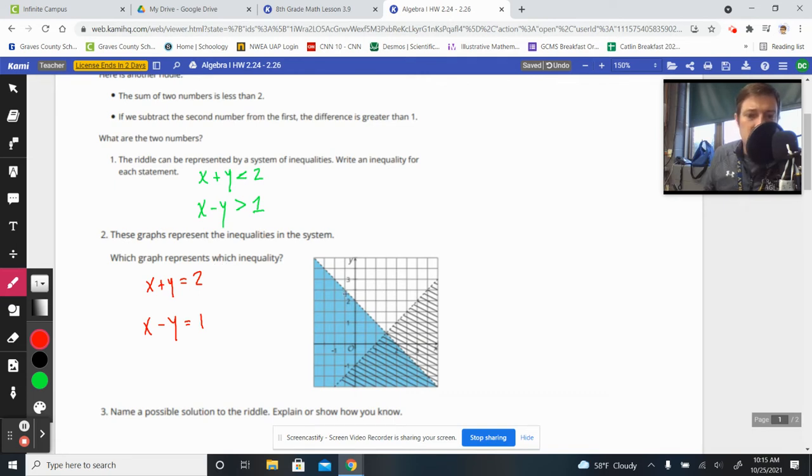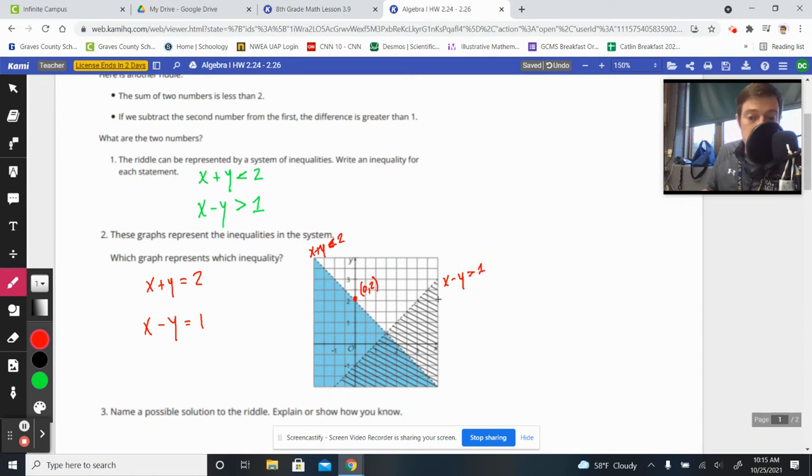The first thing that I like to look at are my x and y intercepts. This one has a y-intercept of 2, so when x is 0, y is 2. And that only works for the top one. This ordered pair, 0, 2, with 0 going in for x and 2 for y, would make that one true. So this one right here must be x plus y is less than 2, which is why they shaded below it, because it's less than. And then by process of elimination, this one must be x minus y is greater than 1.